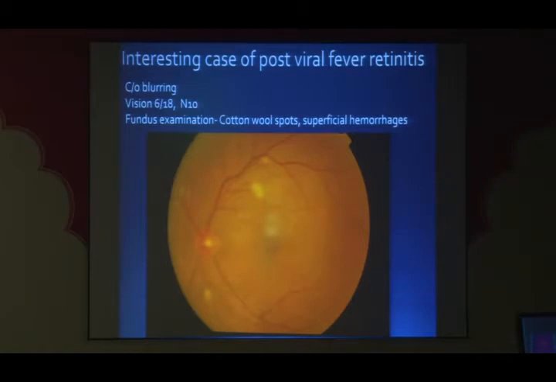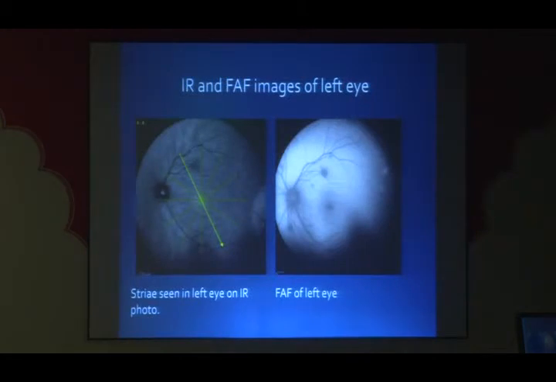Fundus examination showed the typical post-viral neuroretinitis, not very well seen in this particular slide, but he had cottonwool spots which was not there before because he had been under my care for diabetic screening, and he had a normal retina. There was no diabetic retinopathy, and these cottonwool spots suddenly appeared and there were some hemorrhages, and we thought this was a post-viral neuroretinitis, which on IR imaging and FAF showed striae as well.